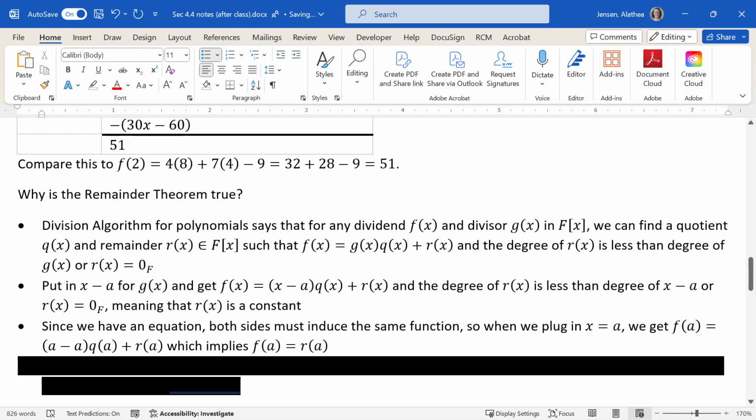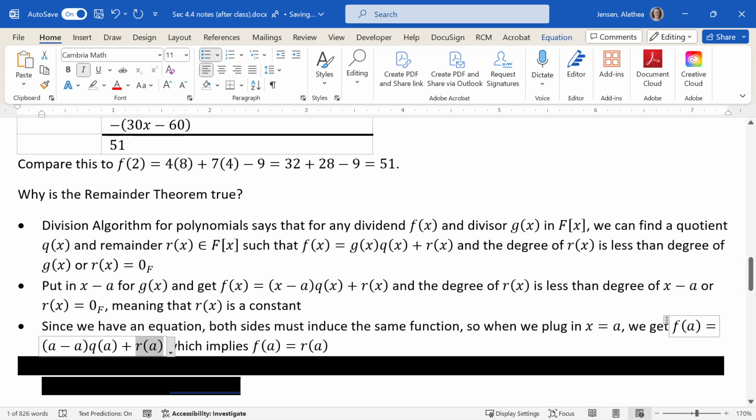Once you get that r of x is a constant, then you can conclude, looking at the two sides of this equation, that this is an equation of polynomials, so the formula on both sides has to be the same formula. If I plug in a on the left and I plug in a on the right, I need to get the same value. When I plug in a on the left, I get f of a. When I plug in a on the right, what do I get? I get a minus a times q of a plus r of a. A minus a is obviously 0, so what I'm left with is r of a.